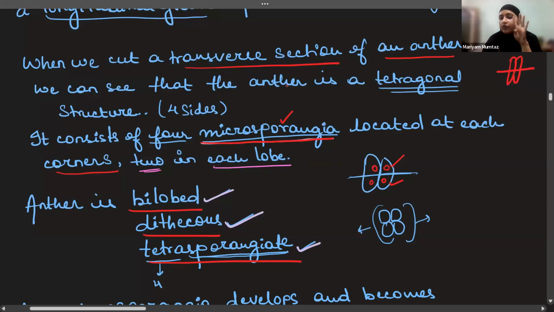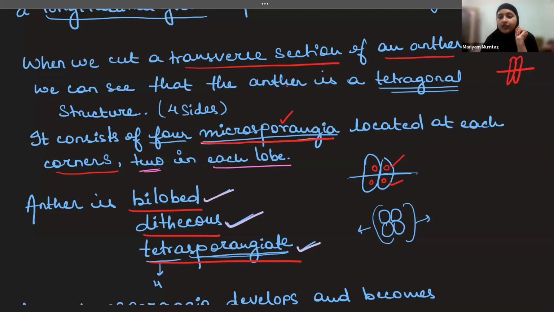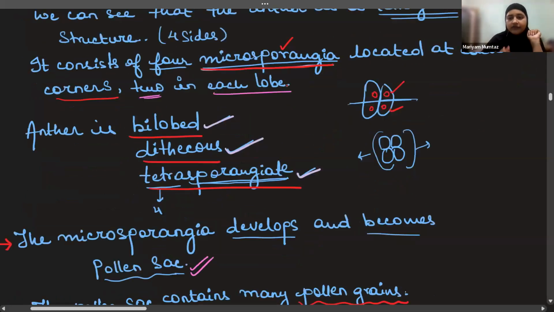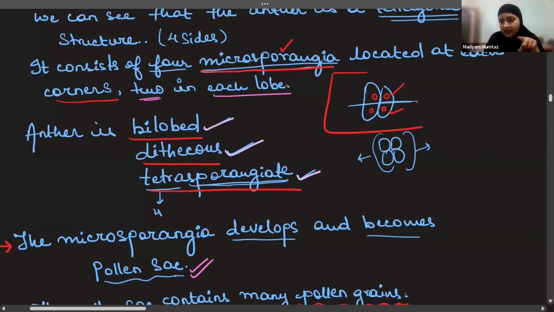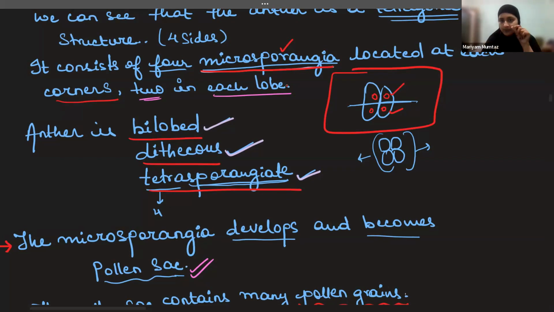It consists of 4 microsporangia. Those ball-like structures are microsporangia. So when we cut inside the anther, we found out that there are 4 microsporangia, 2 in one lobe and 2 in another lobe. I've drawn this for a better understanding. Two lobes are there, one in the upper part, one in the lower part. This is how the microsporangia are arranged, and because of this the anther is known as tetrasporangiate.